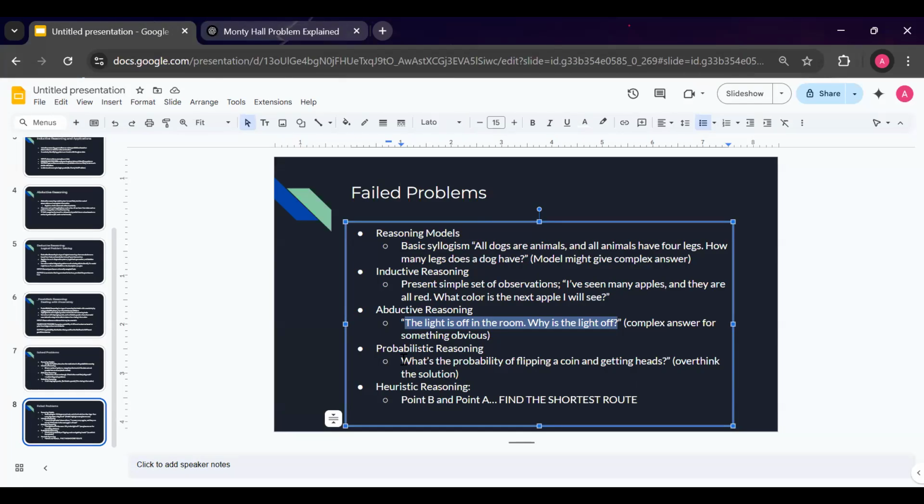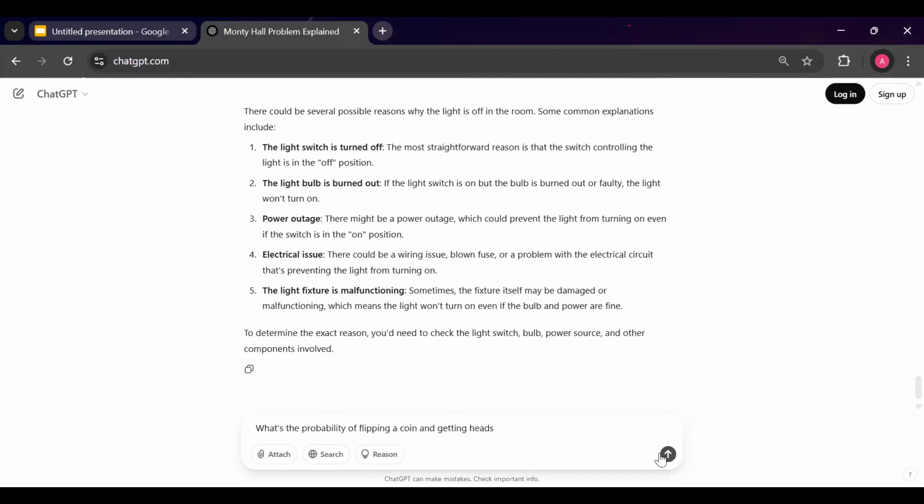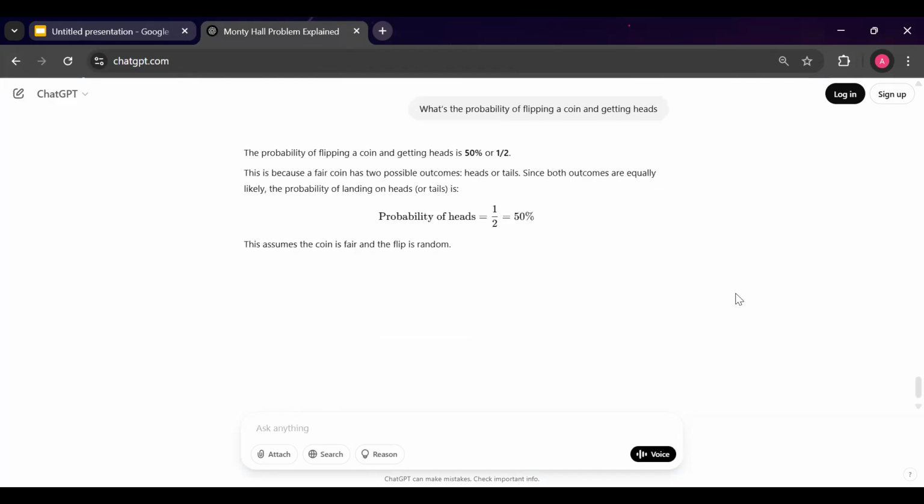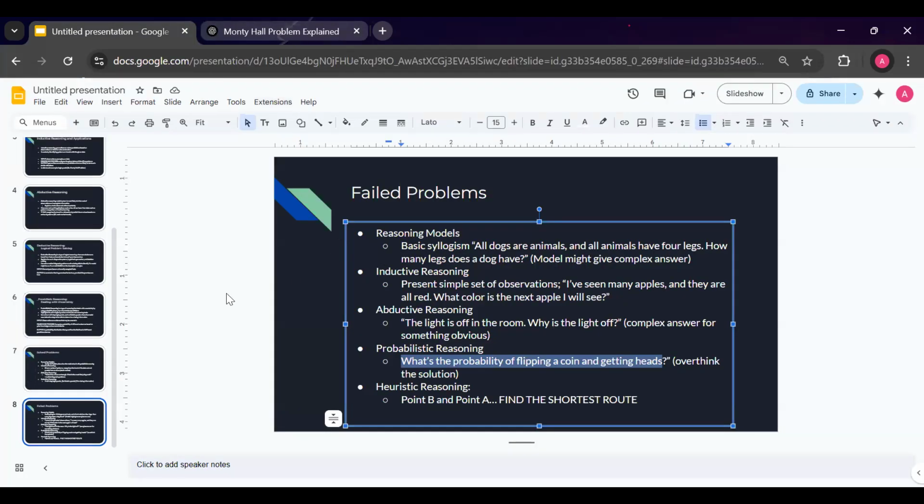And then yeah, let's see with the probabilistic reasoning. Oh, okay, so it isn't that complex. But yeah, you do get my point when it comes to this. It could give some straightforward answers or some complex answers.